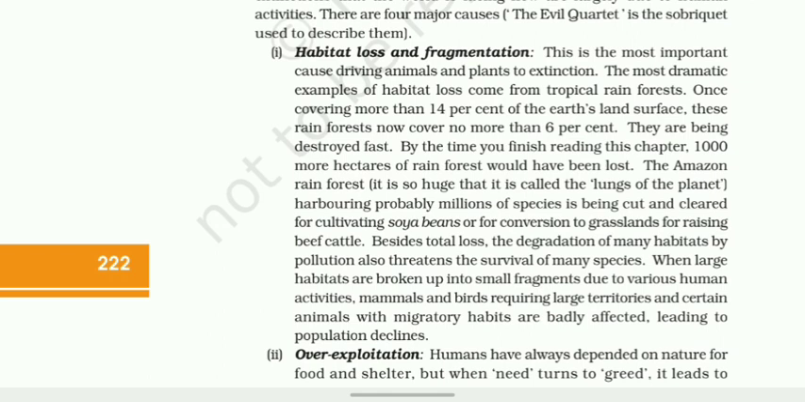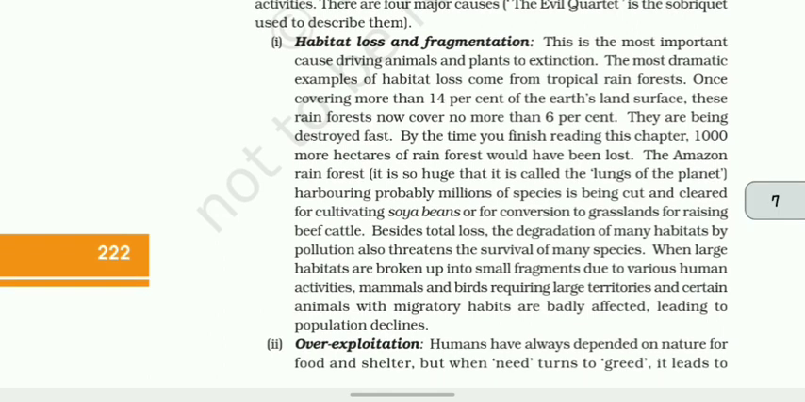Number 1, habitat loss and fragmentation. This is the most important cause driving animals and plants to extinction. The most dramatic example of habitat loss comes from tropical rainforests. Once covering more than 14% of the Earth's land surface, these rainforests now cover no more than 6%. They are being destroyed fast. By the time you finish reading this chapter, 1,000 more hectares of rainforest would have been lost.